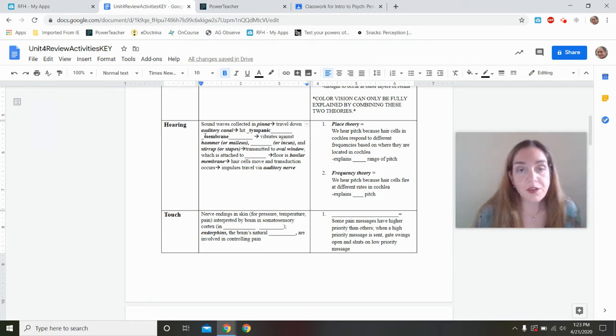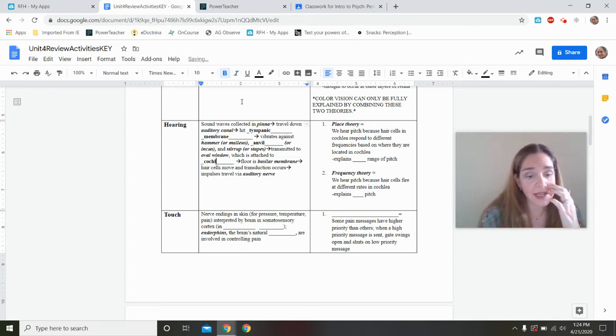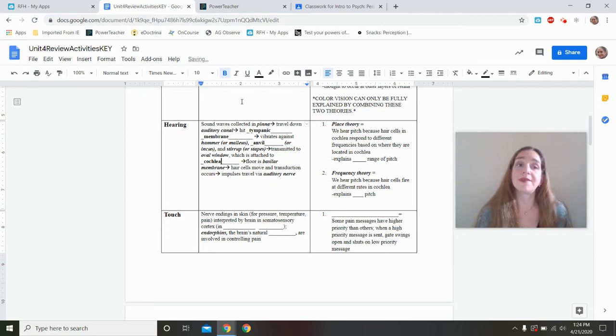It vibrates against the three smallest bones in your body, known as a whole as the ossicles. There's the hammer or malleus, the anvil or incus, and the stirrup or stapes. These are just called that because that's what they actually look like as bones. They rub up against the entrance to the cochlea, which is called the oval window. The most important thing for you to understand is that the cochlea is where transduction happens in hearing.